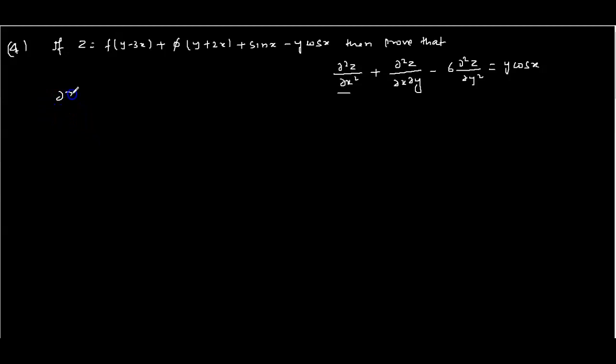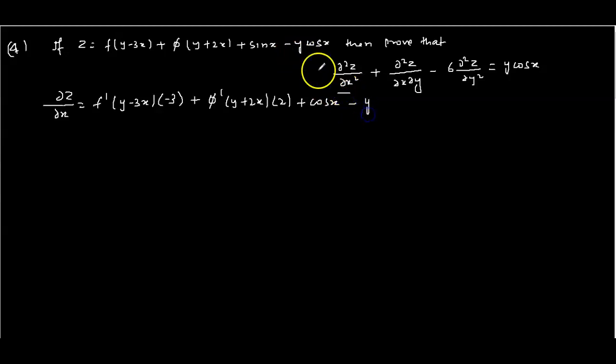So differentiate this z with respect to x. The differentiation of f becomes f dash of (y minus 3x), and the inside differentiation is: y is 0 and minus 3x is minus 3, because we are differentiating with respect to x. So it becomes minus 3 plus phi dash of (y plus 2x) into: y is 0 and 2x is 2. This one, sin of x, becomes cos of x, minus y is constant here, and cos of x differentiation with respect to x is minus sin of x, so it becomes plus sin of x.